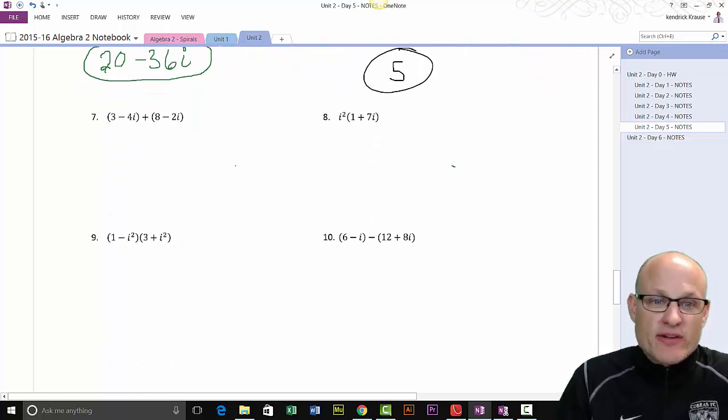Now, this one's easy. We just have to add, right? 3 and 8 make 11. That's the real part. Negative 4 and negative 2 make negative 6i. Well, nothing to do there.